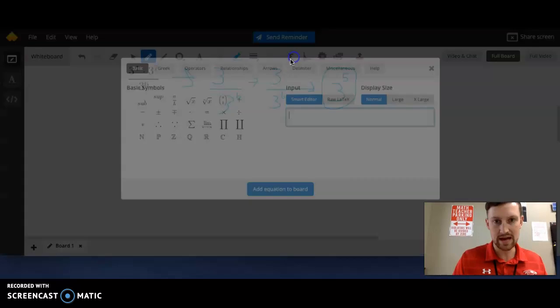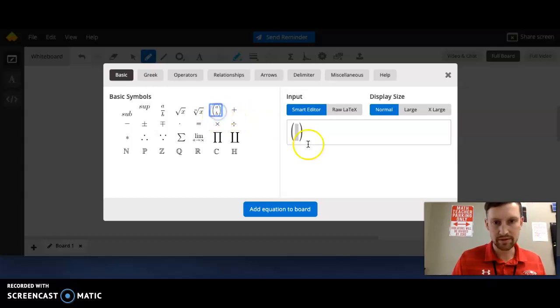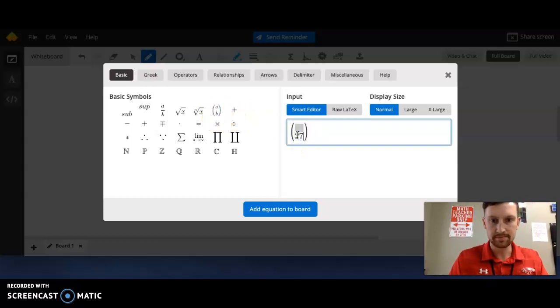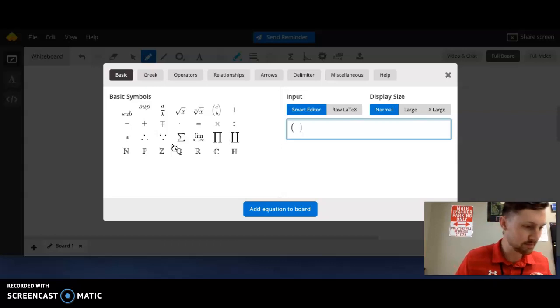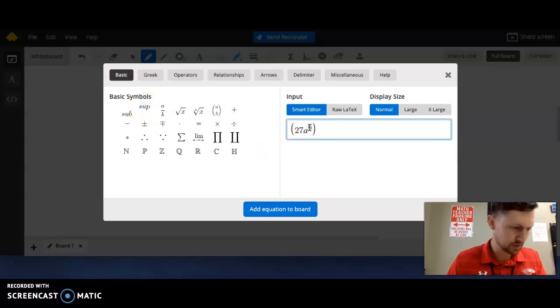So let's say we had parentheses, 27a to the 6th power, and all of this to the 1/3.